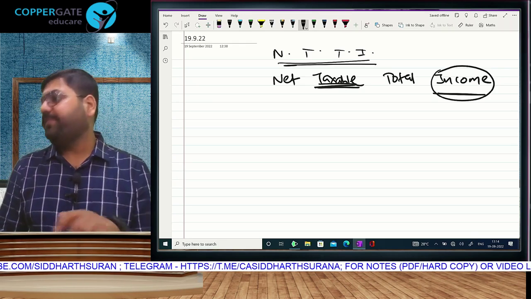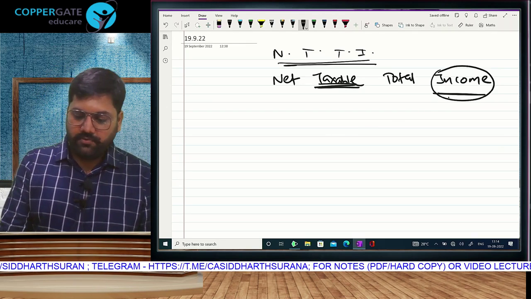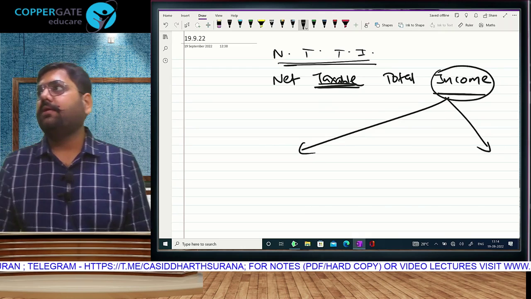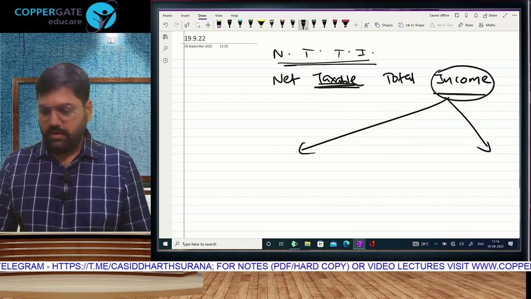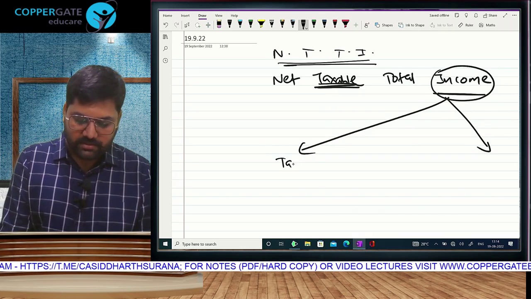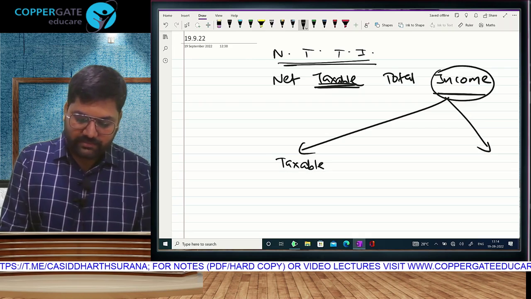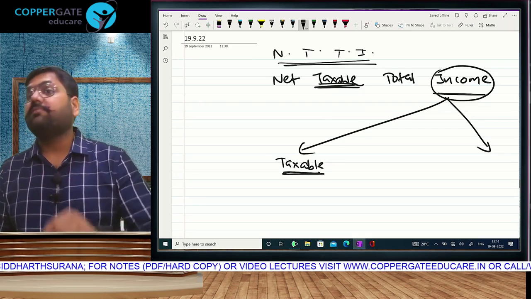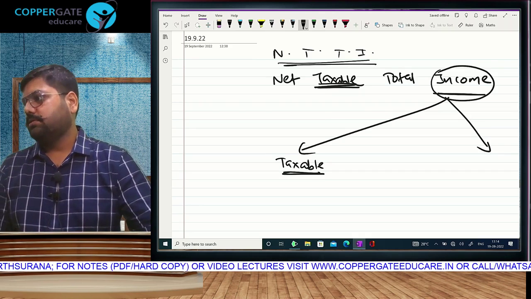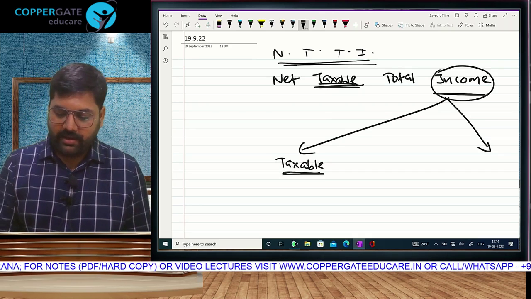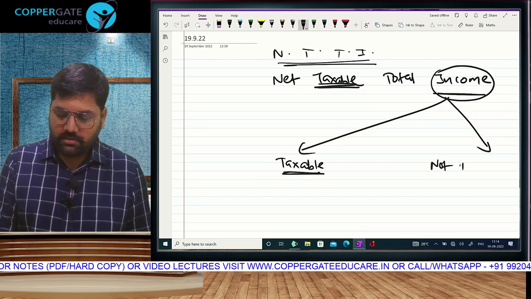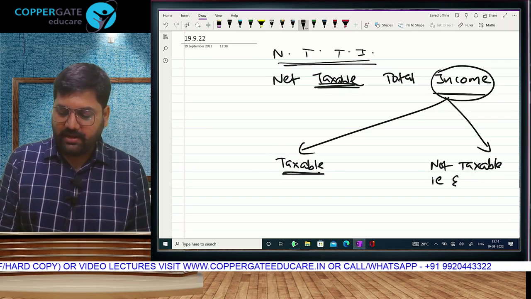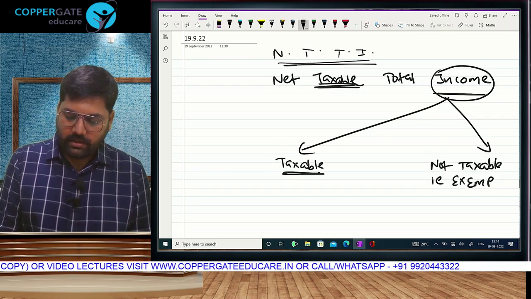The income that we earn will be divided in 2 categories. Income which is taxable. That means on these incomes the government wants tax. And incomes which are not taxable, which in legal language is known as exempt.